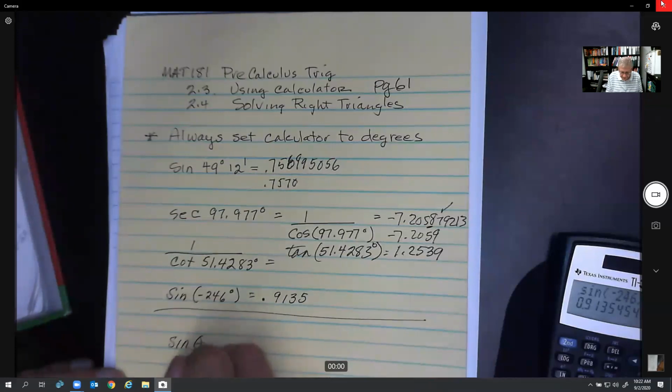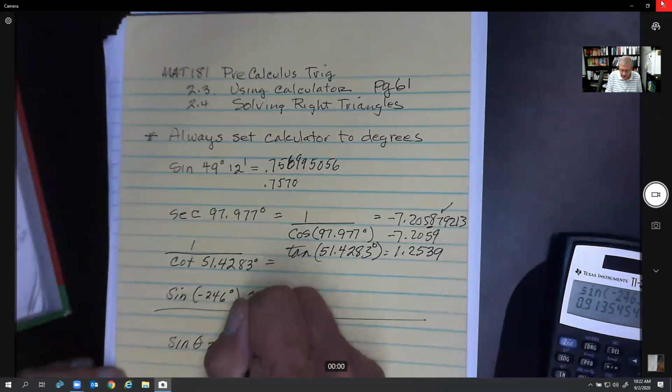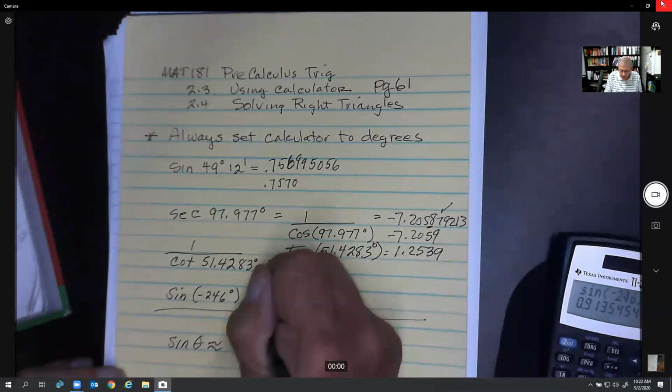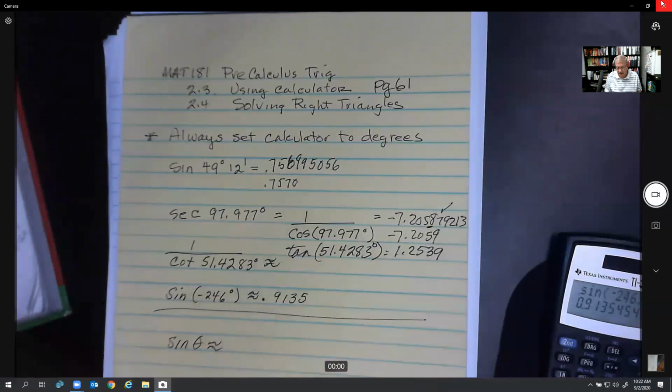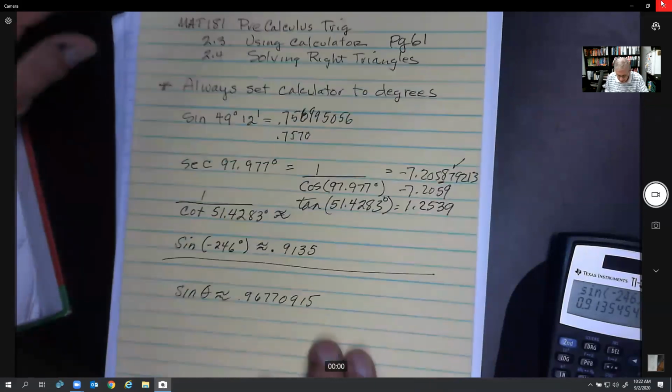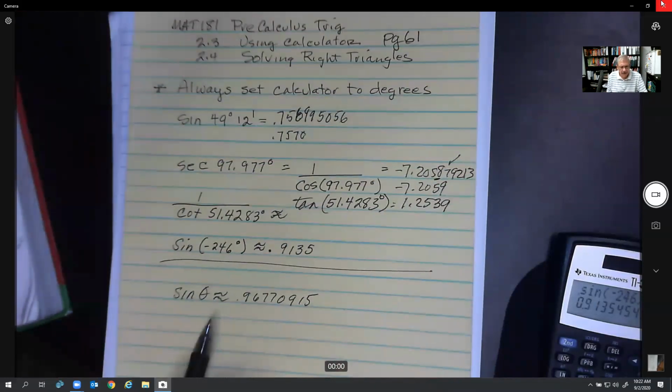Sine theta equals approximately, and all these answers are approximate answers. They're not exact, so they put wavy lines. 0.9770915.